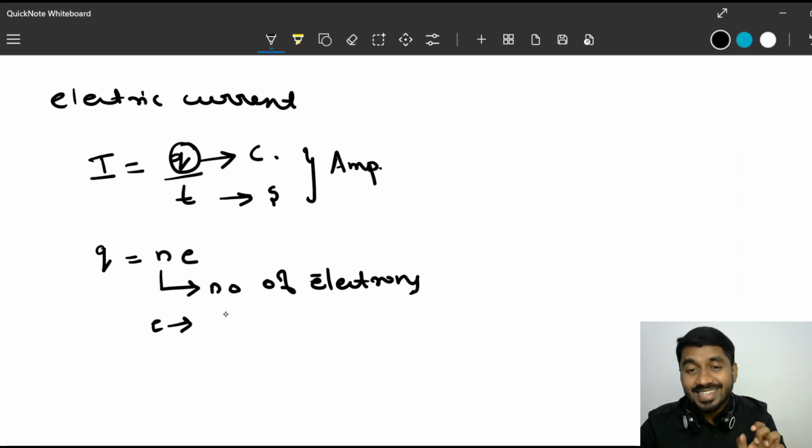Send me the answer in the chat box. What is the charge of an electron? Everyone knows that one, right? So write the charge of an electron in the chat box. Let me see.